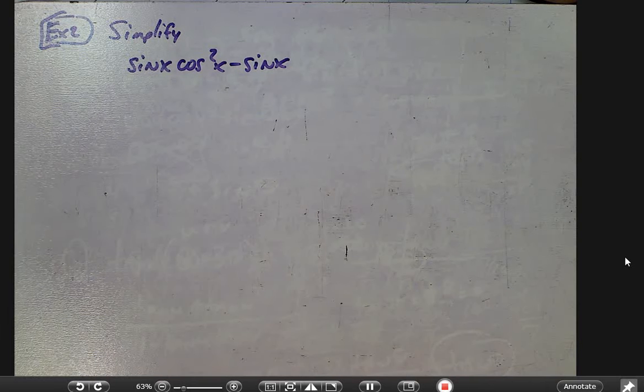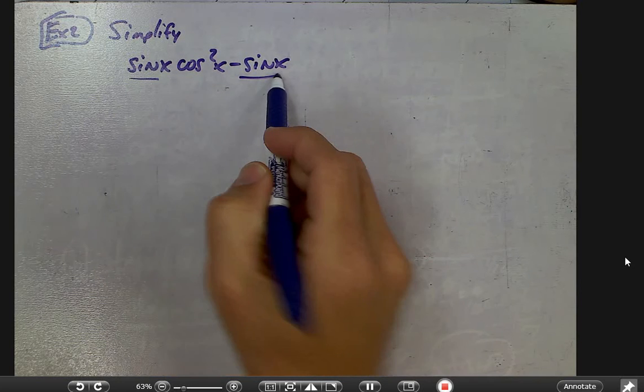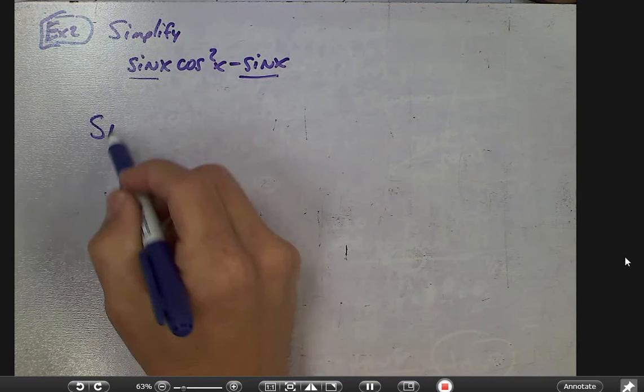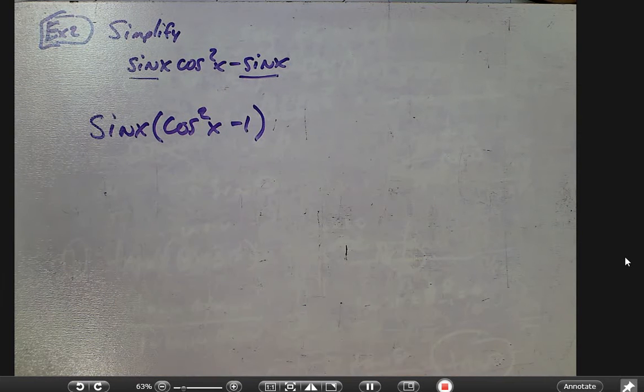For example 2, we're going to simplify this trig expression, which means we're going to use some different trig identities and factoring to help us out. What I noticed between these two terms is I have a common factor of sine x. So if I divide by sine x, I'm left with cosine squared x minus 1, because sine divided by sine is 1.